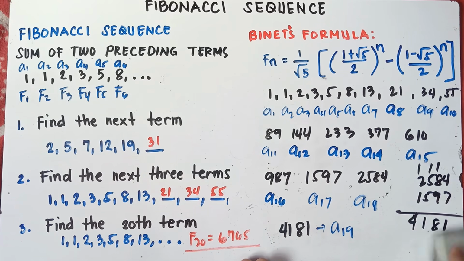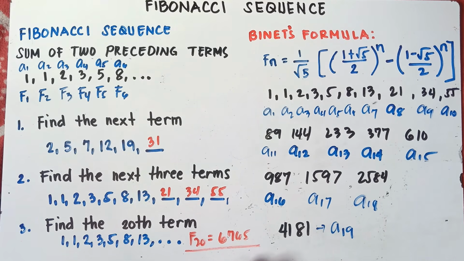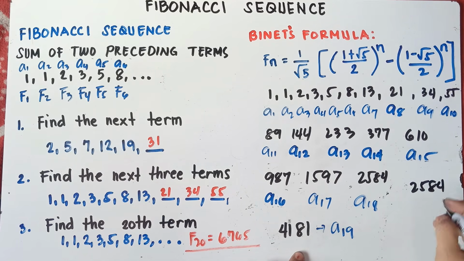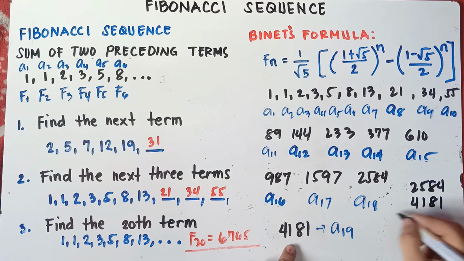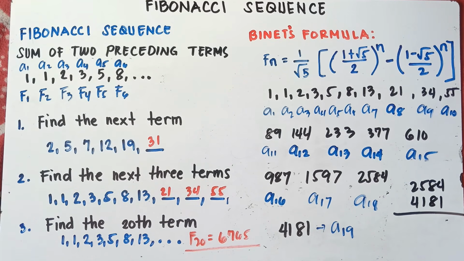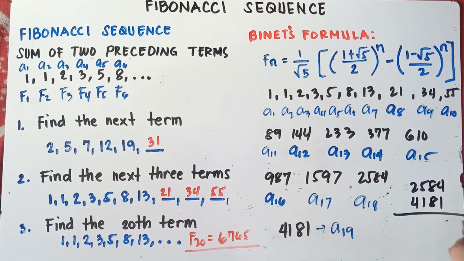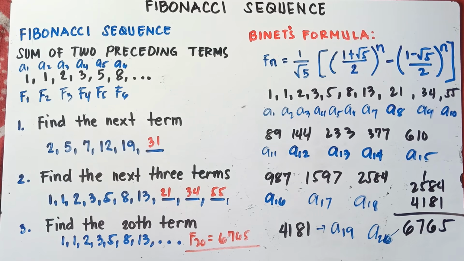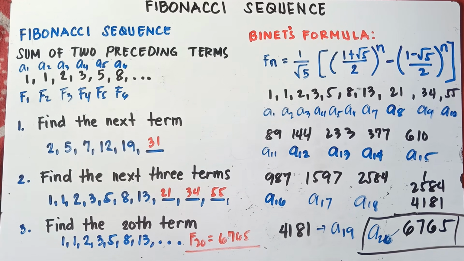Alright, so the last one. We're almost done. So the last one is 2584, the 18th term, plus the 19th term, 4181. Let's check if we get 6765. So 4 plus 1 is 5. 8 plus 8 is 16, carry 1. 1 plus 5 is 6, plus 1 is 7. 2 plus 4 is 6. That is the 20th term, class. So you get the 20th term manually. It will take time, class, if you do it manually.